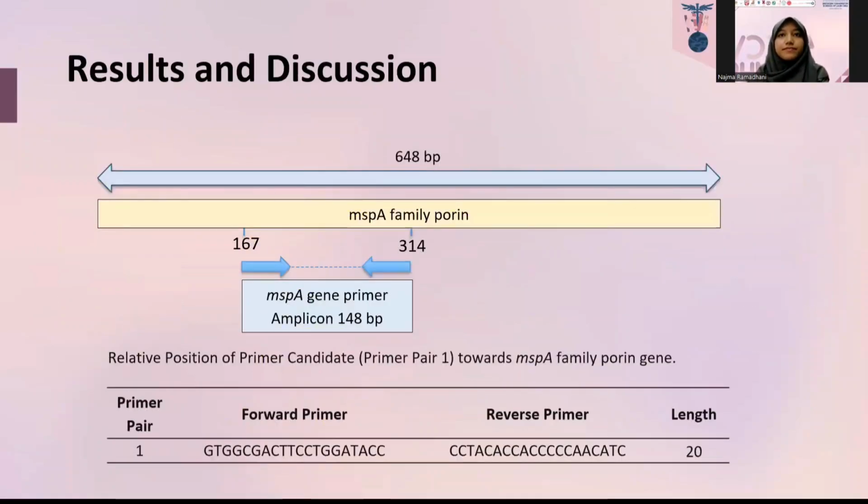This figure shows the relative position of the primer candidate, which is primer pair 1, towards the MSPA family foreign gene. Primer 1 has an amplicon length of 148 bp, amplifying the region from 167 to 314 of the MSPA gene of Mycobacterium fortuitum.